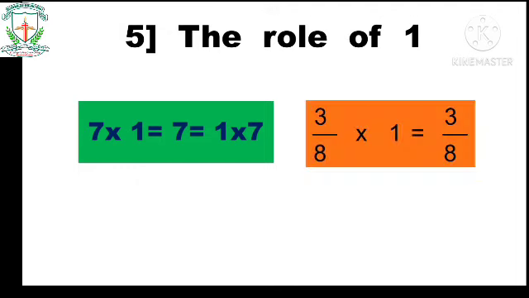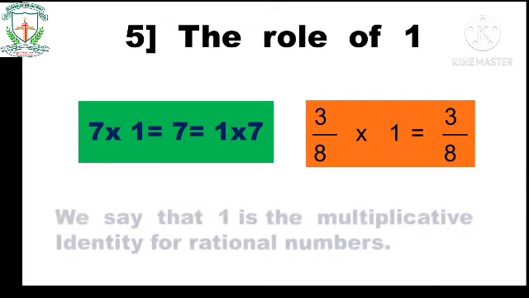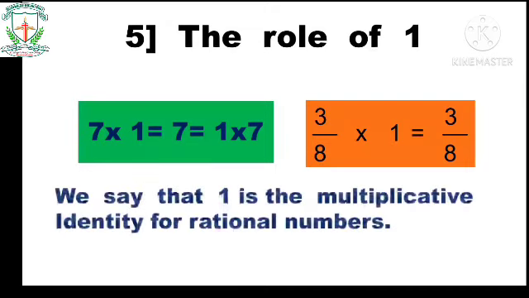So we'll consider one more example. A rational number 3 by 8 into 1. So the result is 3 by 8 itself. So basically any number multiplied by 1, we get the same number. So we can say that 1 is the multiplicative identity for rational numbers. However, it does not hold good for 0. When 0 is multiplied with 1, what do we get? We do not get the same number.